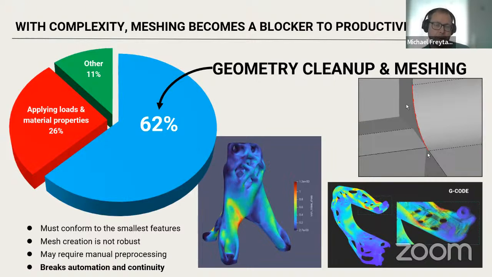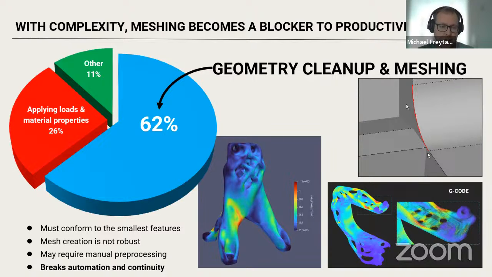So in the typical mesh-based workflow, the geometry cleanup in order to support meshing is about 62% of the entire process. So it's a sort of wasted time when you could actually be spending this time applying loads and material properties and actually running the simulation.